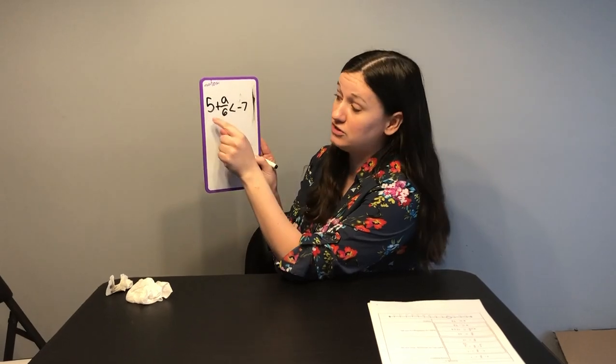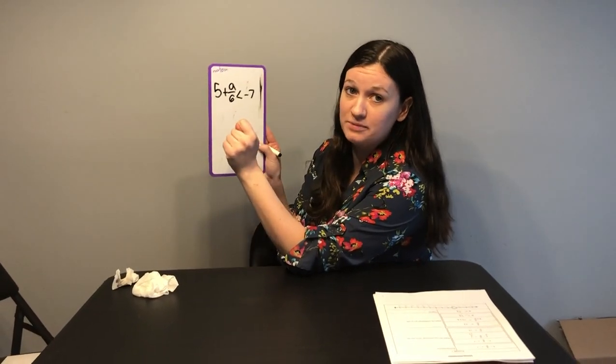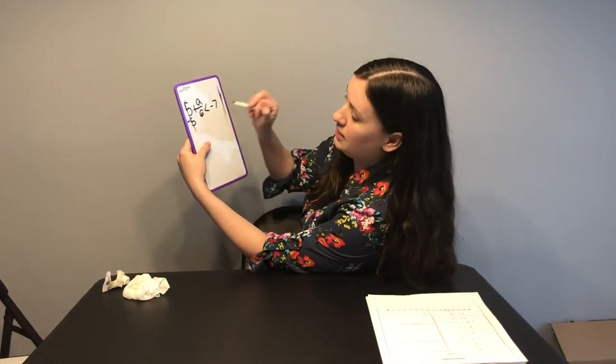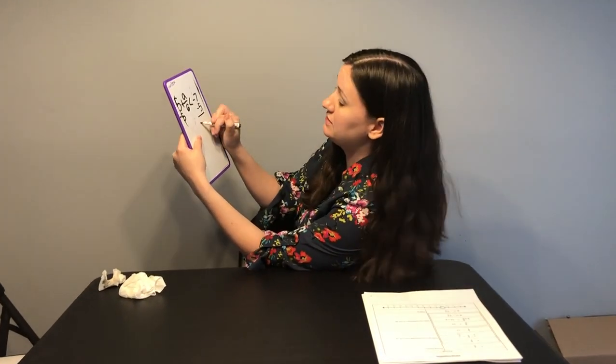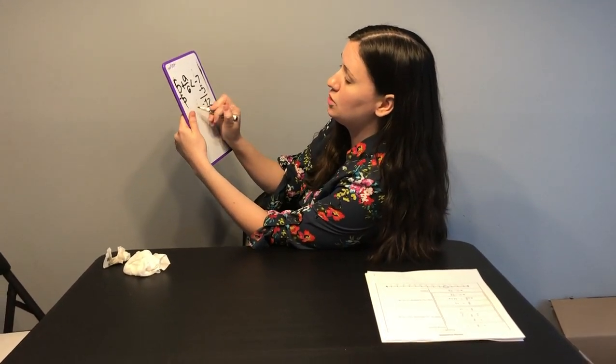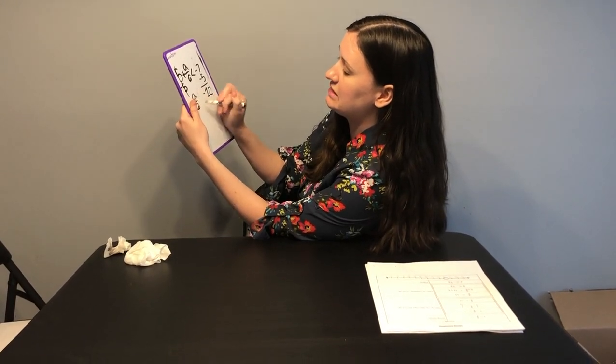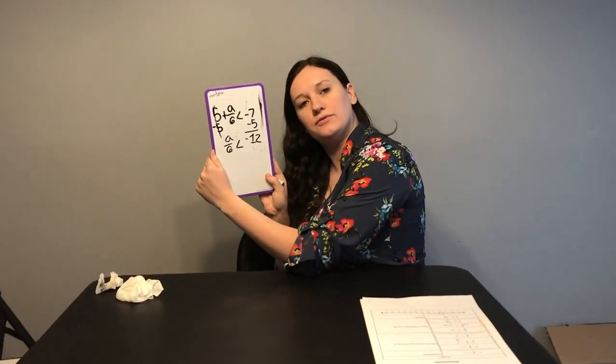So, let's do the opposite. Let's get rid of that 5. What's the opposite of 5? Negative 5. So we do negative 5 here, which crosses off, and then negative 5 here. Negative 7 minus 5 is negative 12. So we're left with a over 6 is less than negative 12.